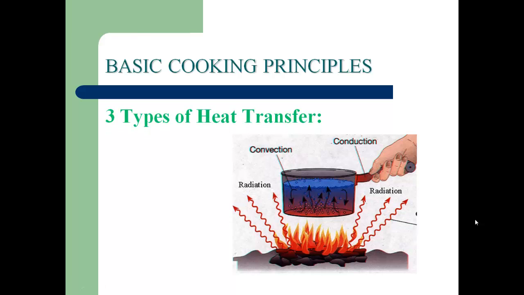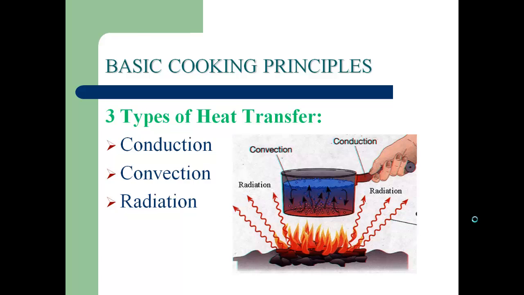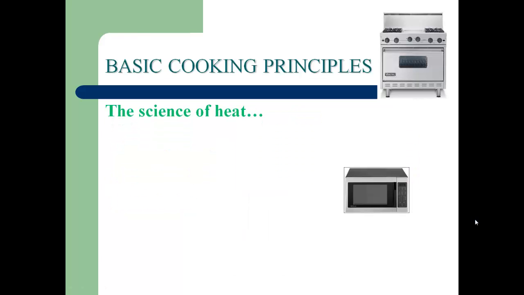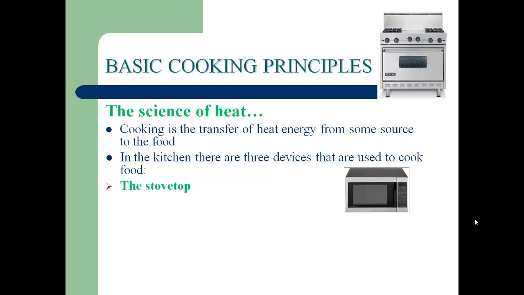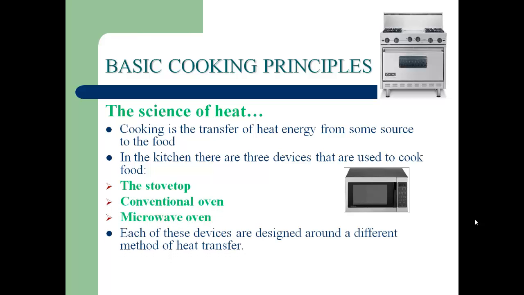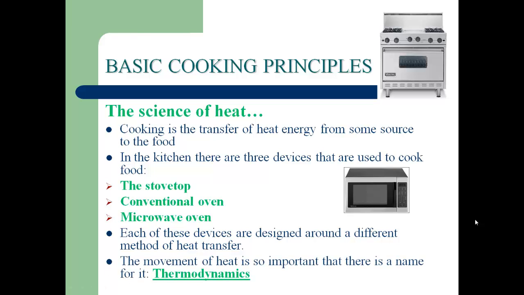Three types of heat transfer: conduction, convection, radiation. The science of heat. Cooking is the transfer of heat energy from some source to the food. In the kitchen there are three devices that are used to cook food: the stove top, conventional oven, microwave oven. Each of these devices is designed around a different method of heat transfer. The movement of heat is so important that there is a name for it: thermodynamics.